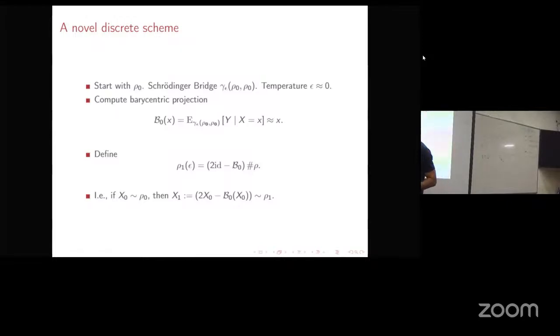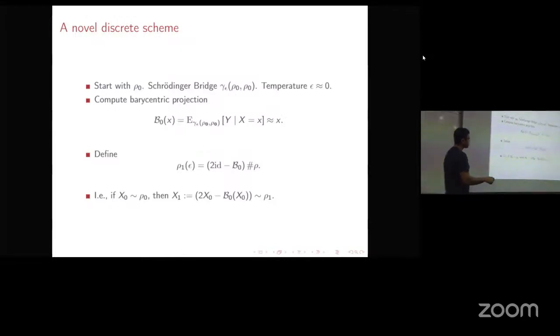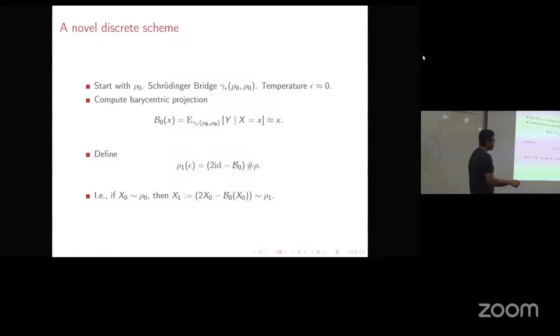So we compute this object. I look into this barycentric projection, which is, given an x, my conditional expectation of y given x equals x, and I know this is close to x. And I do something very strange, and this really comes from neural networks, the transformers. If I sample x naught from rho naught, I look into twice x naught minus this barycentric projection applied to x naught, and that becomes my new random variable called x1, and I call its law rho 1.